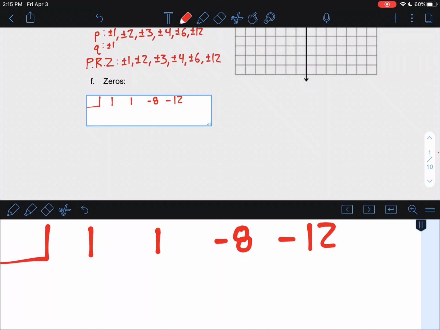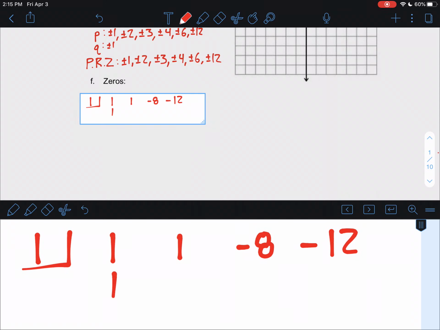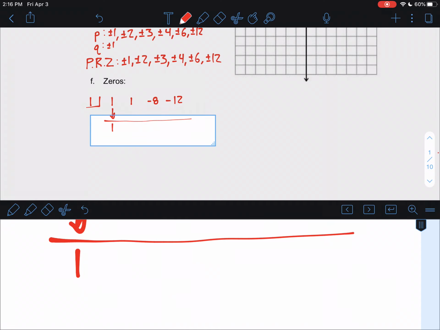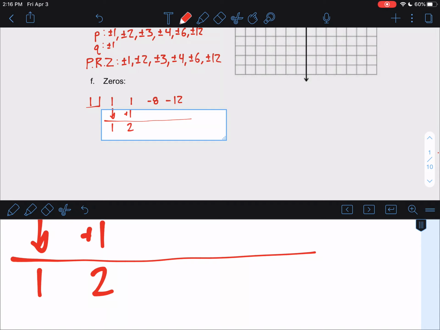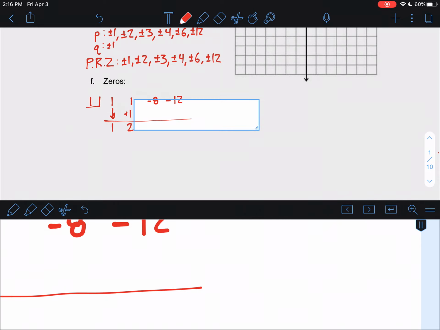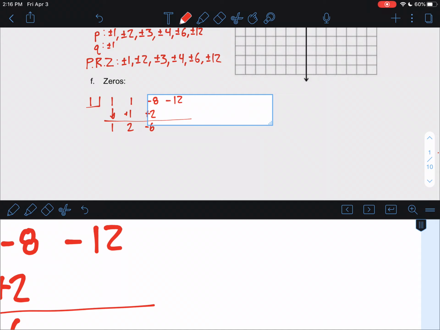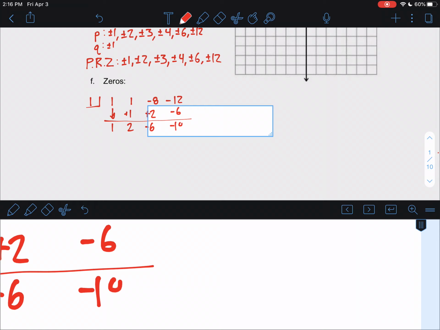The first number on my list of possible rational zeros is 1. So I'm testing 1. When I test 1, bring down the first value. Sorry, I forgot to give it that underline. So I bring down the first value, gives me 1. The 1 in the box times the 1 down there is positive 1. 1 plus 1 is 2. The 1 in the box times 2 is positive 2. Negative 8 plus 2 is negative 6. The 1 in the box times negative 6 is negative 6. Negative 12 minus 6 is negative 18.